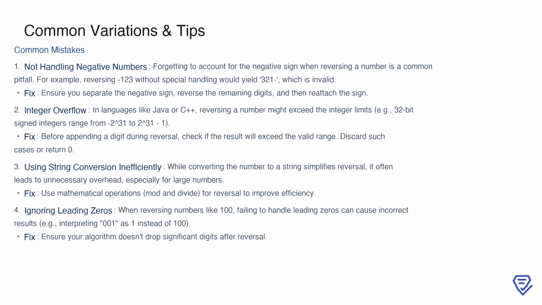Additionally, using string conversion may seem simple, but it can introduce inefficiencies, especially for very large numbers. A better approach is to use mathematical operations like modulo and division for the reversal, which is faster. Finally, don't overlook leading zeros. For instance, reversing 100 might incorrectly yield 001, which is equivalent to 1 instead of the correct result. Be sure your algorithm preserves significant digits even if there are leading zeros in the reversed number.